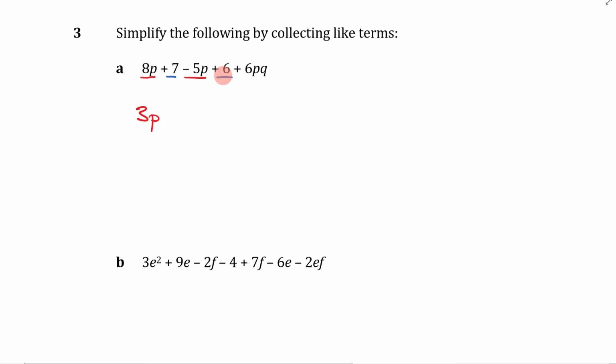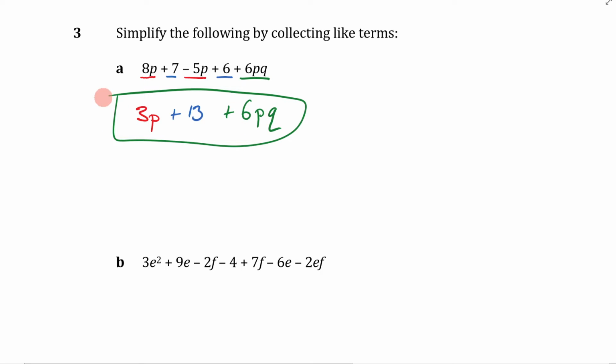7 plus 6 is what? 7 plus 6 is 13. So plus 13. What else have we got here? We have just this, and there are no like terms for that, so this would just be plus 6pq. That's our answer, everyone. Next one.